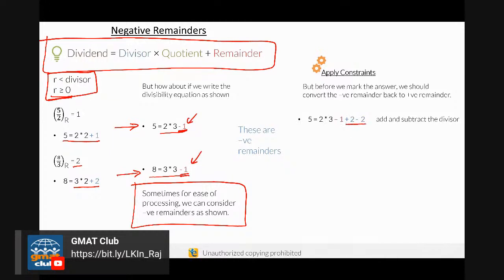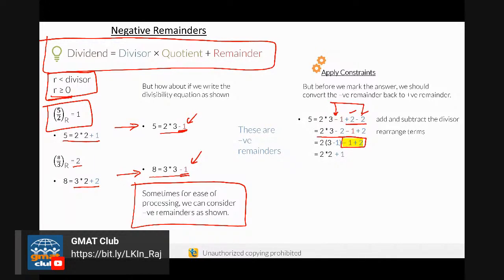So we really say, hey, in this case, remember we were doing 5 by 2 over here. So we add plus 2 and we subtract minus 2. We're essentially adding 0 over here. So we rearrange the terms. We take this minus 2 and bring this over here, and we say 2 times 3 minus 2. And then we take this minus 1 and take it with plus 2. And essentially, you can say 2 times 3 minus 1 plus 2. Or in other words, we can really say 2 times 2 plus 1. So this remainder over here now becomes a positive remainder.